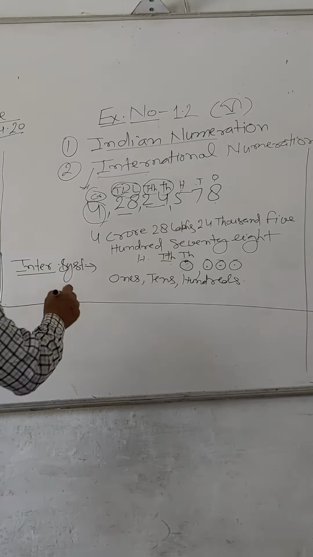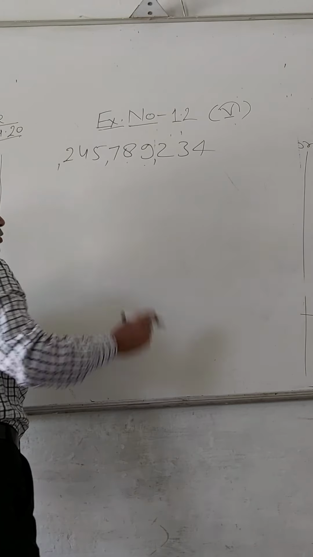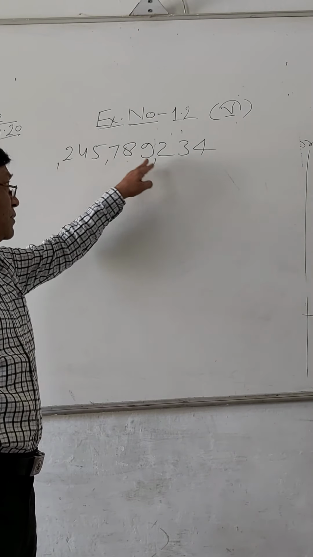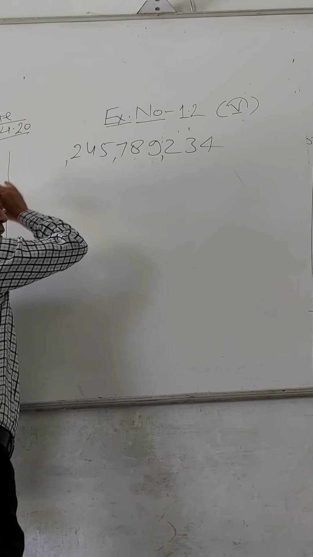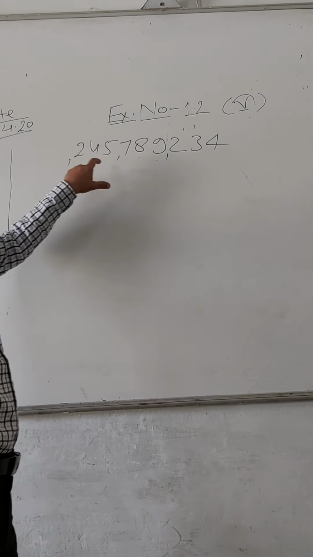Suppose we write any number: 2, 4, 5, 7, 8, 9, 2, 3, 4. This number you have to read according to the international system. So before reading, you put the comma. So ones, tens, hundred, the first comma will come here. After that, after every 3 digits you will put it. In the Indian system, after the 3 digits, you put the comma after every two digits. But in this one, 3 digits, again 3 digits, again 3 digits. This way.